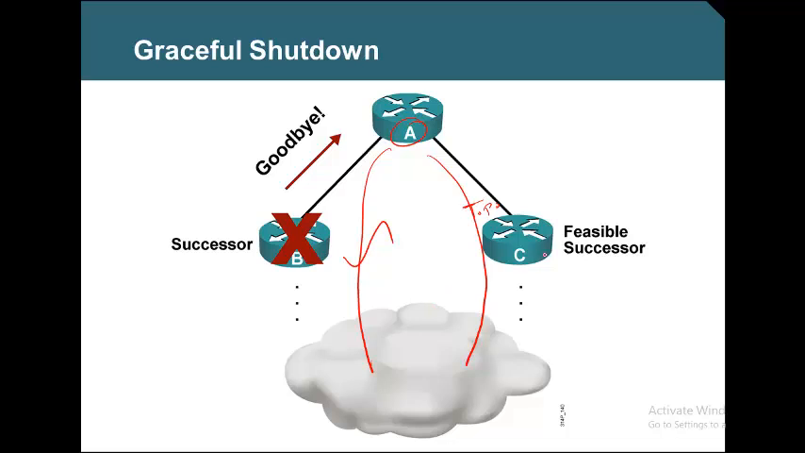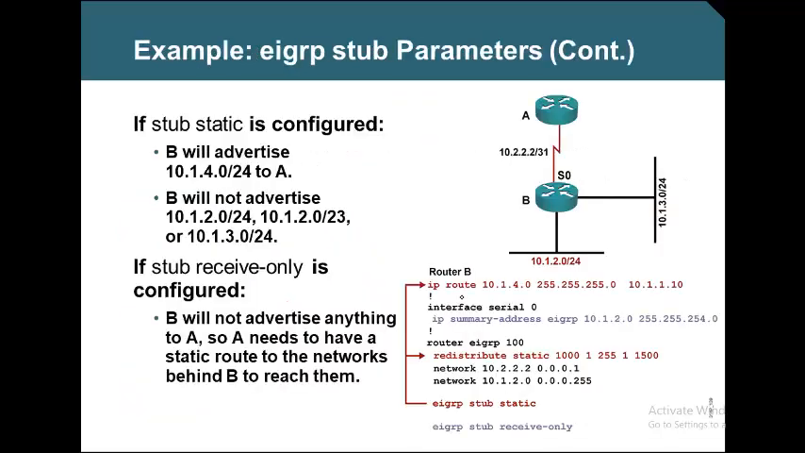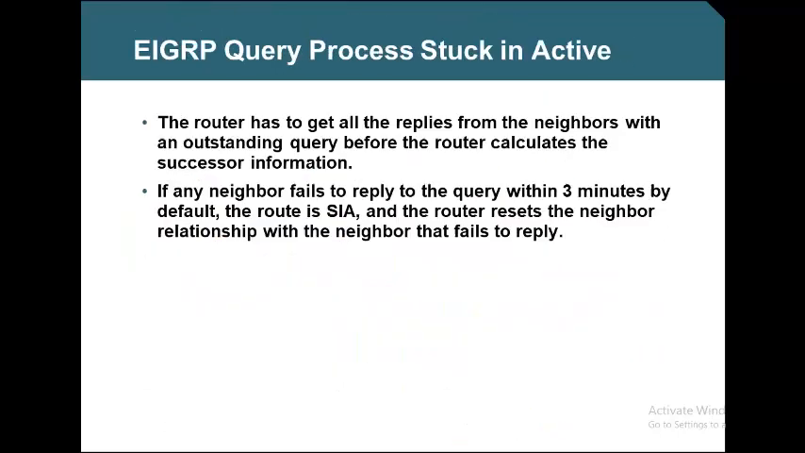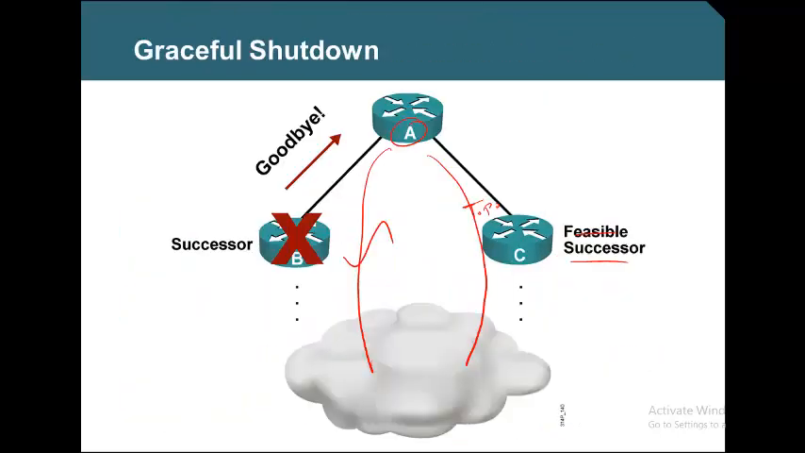In the previous scenarios, there is no feasible successor. That's where the query is sent. Here, there is no query sent. When B comes and says, I'm no more responsible to take you to the cloud, how does it say that? It says it by sending a goodbye message. What is a goodbye message? It's literally a goodbye message. If you sniff the packet, you will see goodbye written. Even when you debug, that is how the programmer has programmed the EIGRP protocol.